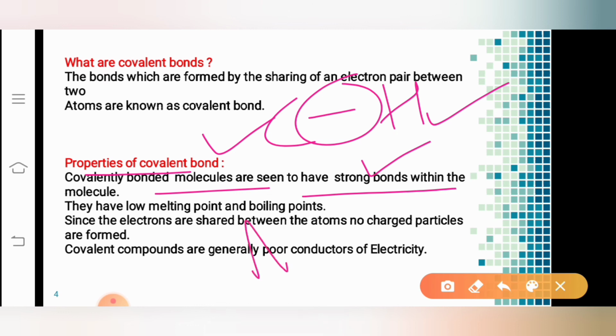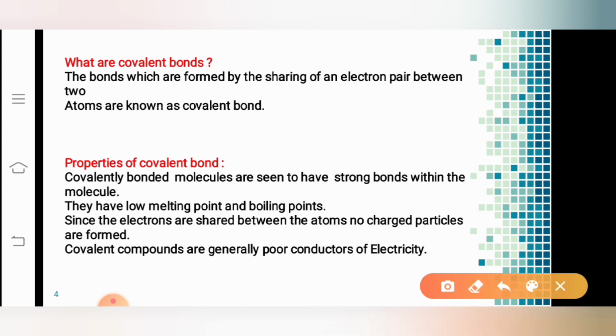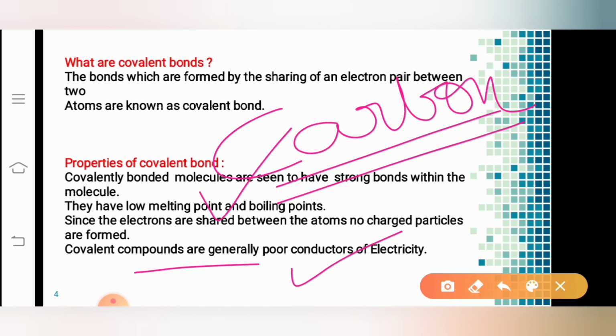What is meant by charged particles? When I was explaining sodium chloride, I told you that sodium donates 1 electron, thereby it becomes Na plus. This is the charge. Chlorine receives the electron and forms Cl minus. This is also a charge. But when we look at the covalent bond, there is no such kind of charge formed between the atoms. And the last point is that covalent compounds are generally poor conductors of electricity, because most covalent compounds are made up of carbon, and carbon is a poor conductor of electricity. That is the reason covalent compounds are generally poor conductors of electricity.